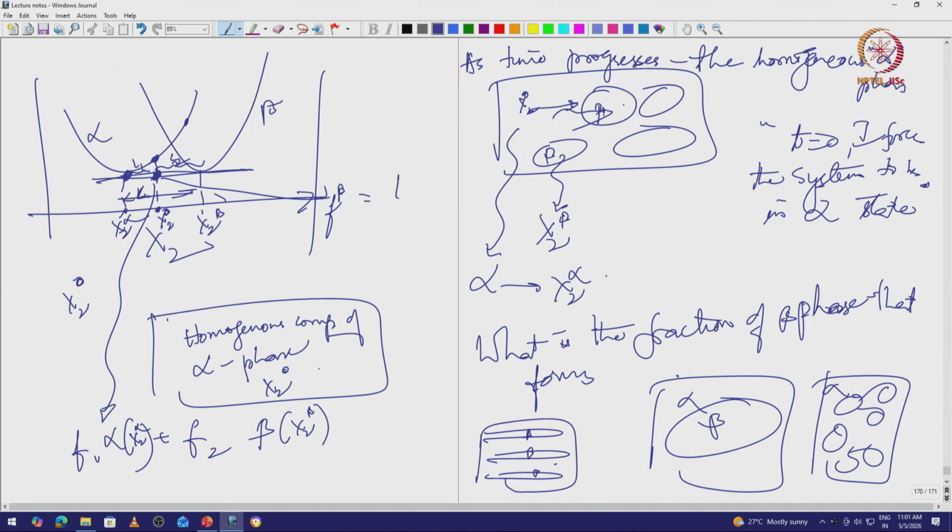So, f of beta is going to be L2 by L, and L2 by L is nothing but x2 beta minus x2 0 divided by x2 beta minus x2 alpha, right. So, this is the fraction of beta. This is called the lever rule.